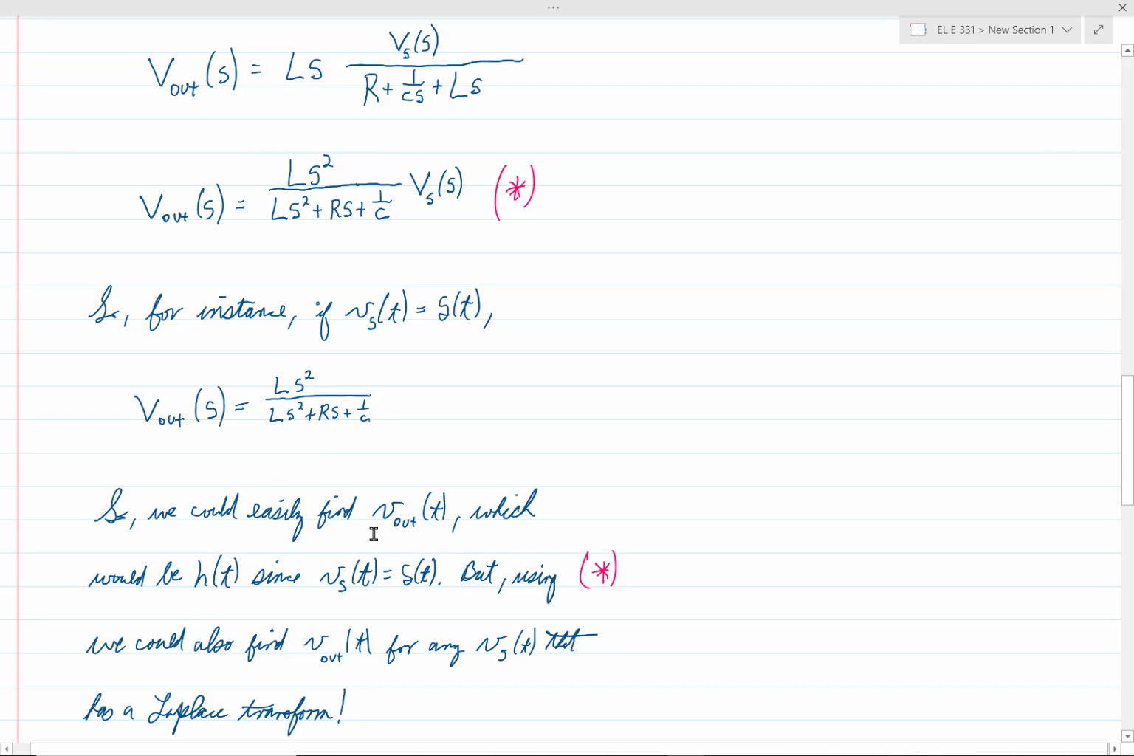So as I say here, we could easily find V out of t, which would be h of t in this case. Because why would V out of t be h of t? Because it's the impulse response. We're looking at what the output is when the input, Vs, is equal to the impulse. So actually this would be h of S for this circuit. This would be the Laplace transform of the impulse response of that circuit.